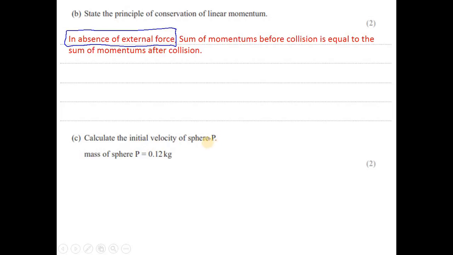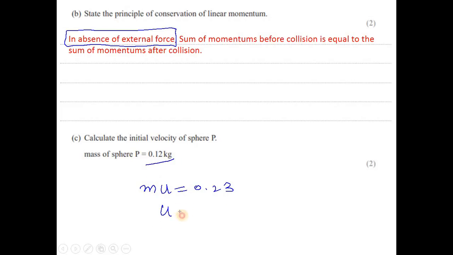Calculate the initial velocity of sphere P. So you know the final momentum, and initially only sphere P was moving. The mass of the sphere is given. So you say that the initial momentum of sphere P, mu, is equal to the total momentum after, and we found 0.23. Clearly mass is given, which is 0.12.